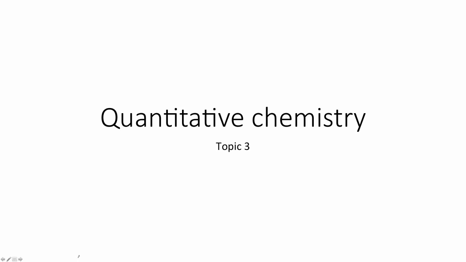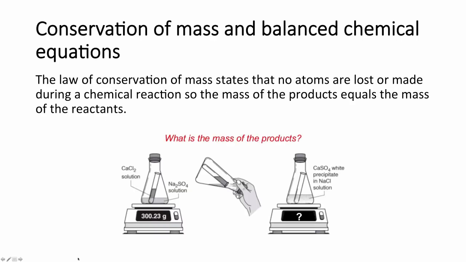Welcome to the third topic of AQA GCSE Chemistry 9 to 1, titled Quantitative Chemistry. And the first thing we're going to start with is the law of conservation of mass. And it states that no atoms are lost or made during a chemical reaction, which means that the mass of the products always equals the mass of the reactants.